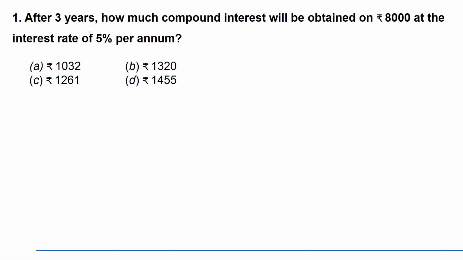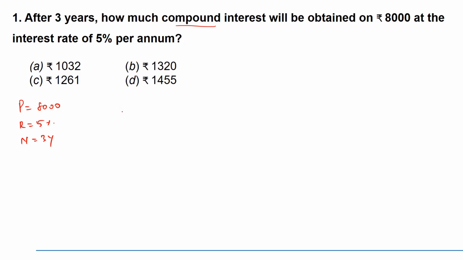First question. After 3 years, how much compound interest will be obtained on a sum of rupees 8,000 at the interest rate of 5% per annum? Okay, they are asking the compound interest given the number of years, rate of interest and principal. The principal is equal to 8,000 rupees. Rate of interest is equal to 5%. And the number of years is 3 years. They are asking the compound interest.